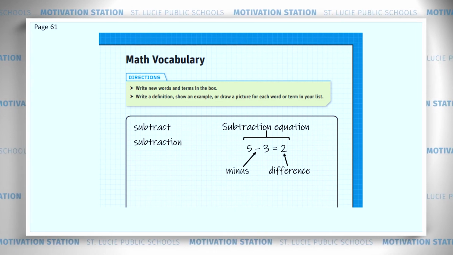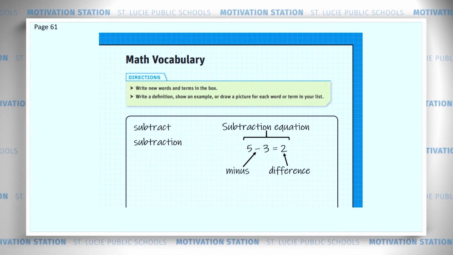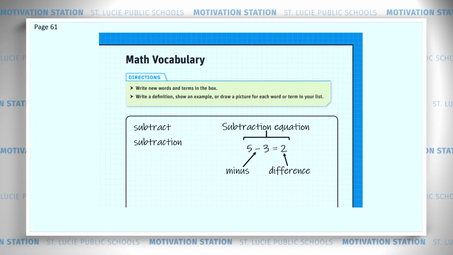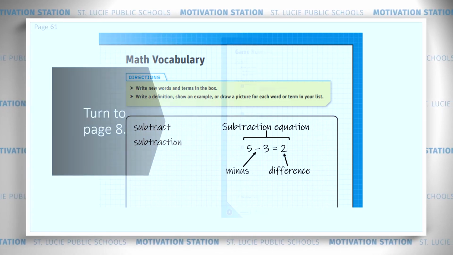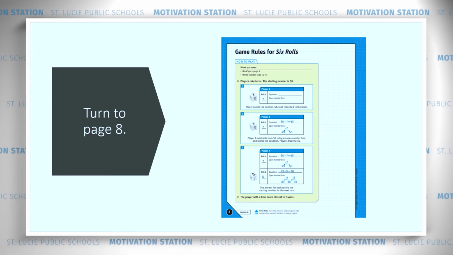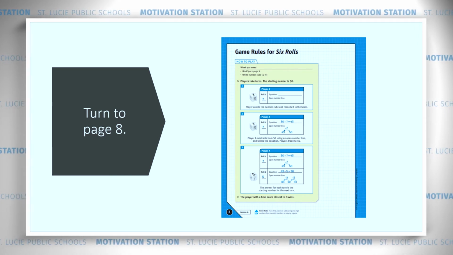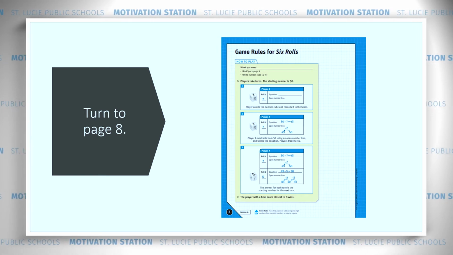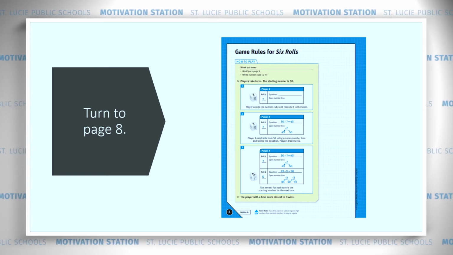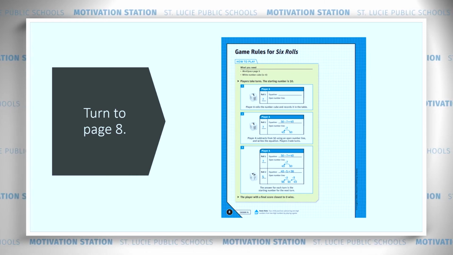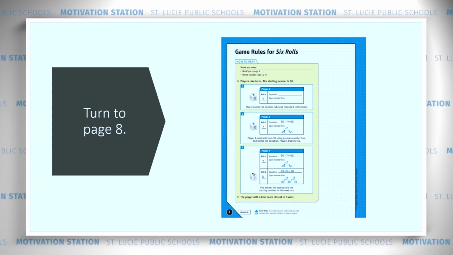Okay, that's enough vocabulary for today. So if you've got all that written down, we're going to go ahead and start our next activity. Please turn to page 8. Today we're going to learn how to play a game. The game is called 6 Rolls. You can play by yourself or with a partner. The directions for the game are on page 8, so you will have them later when you're playing by yourself or with a partner. We're going to go over them now.